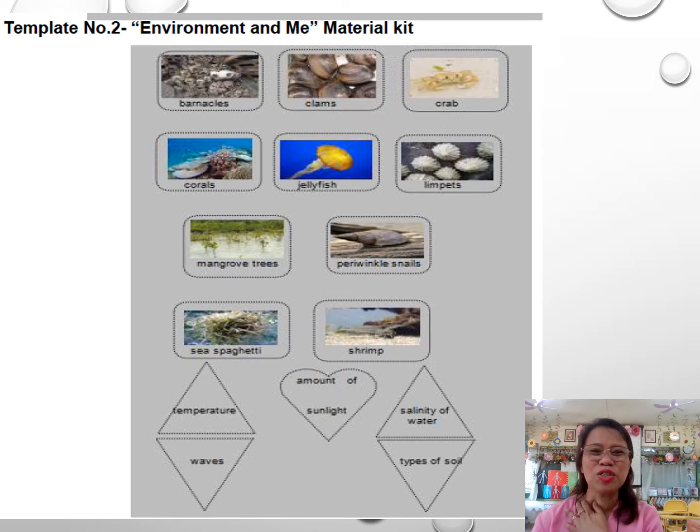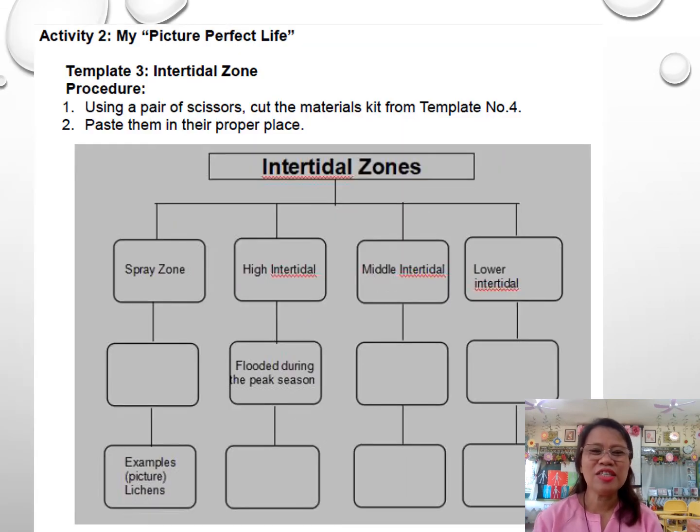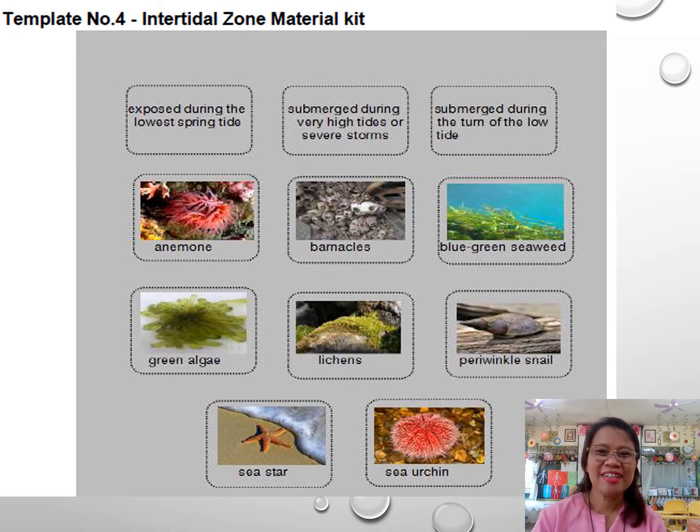For template number 2, environment and me. Read it. Okay, using a pair of scissors, cut the materials kit from template number 4. Paste them in their proper place, the intertidal zones. Template number 4, intertidal zone material kit. This is what you will cut for template number 3.